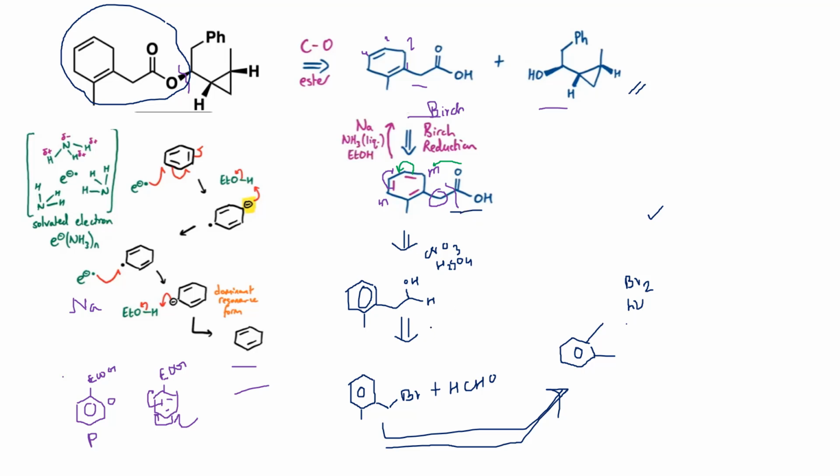Another way it can be: a Grignard reagent reacts with this CHO to give this alcohol, and the alcohol can also be oxidized to acid. Then it can undergo a Birch reduction to give this 1,4 alkene. Then after that, these two parts will combine with each other to give us this product.